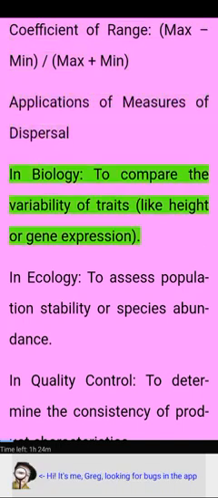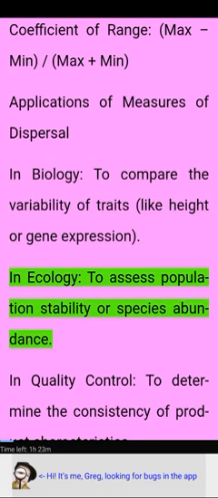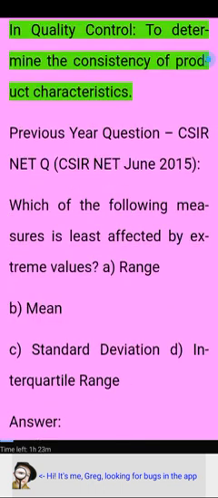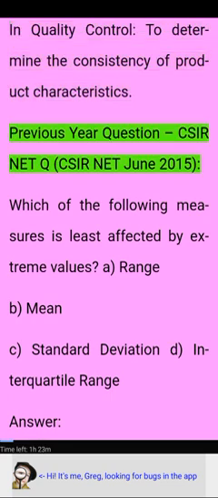Applications of measures of dispersion. In biology, to compare the variability of traits like height or gene expression. In ecology, to assess population stability or species abundance. In quality control, to determine the consistency of product characteristics.